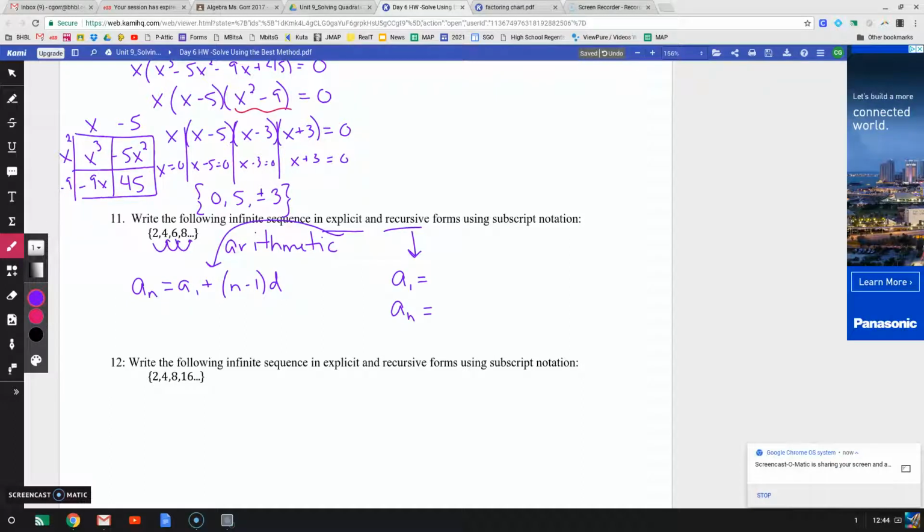Number 12, when I'm looking at this pattern, I'm noticing that I go from 2 to 4, 4 to 8, 8 to 16. Well, that is a geometric sequence. And again, pulling my formula straight from my formula sheet, a sub n equals a sub 1 times r to the n minus 1 for my explicit formula. And you can fill in the blanks there. For my recursive formula, similar to before, I'm going to state my a sub 1 value. I will then give an a sub n value in terms of my a sub n minus 1.